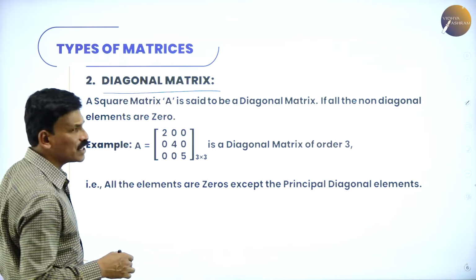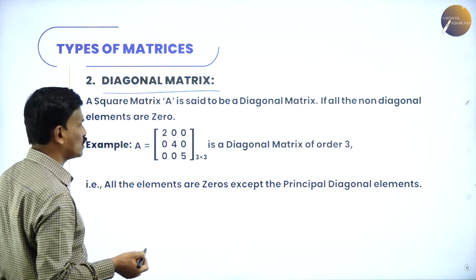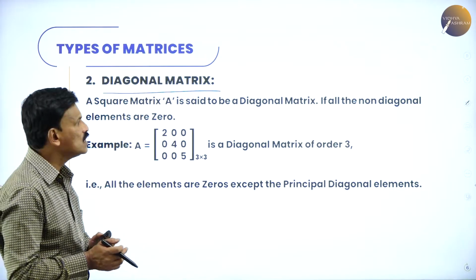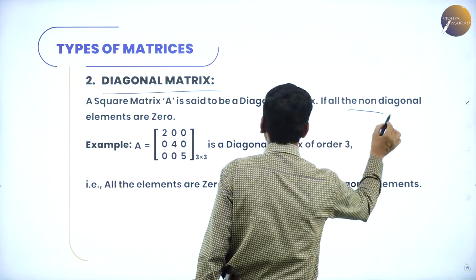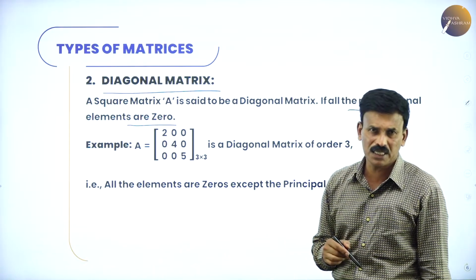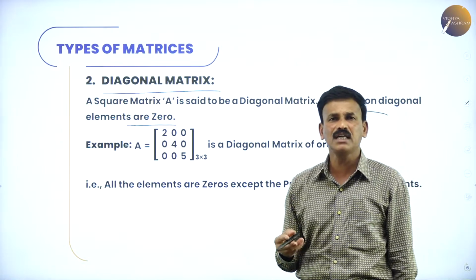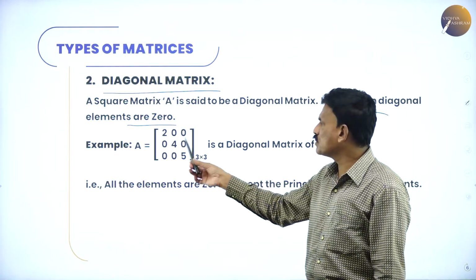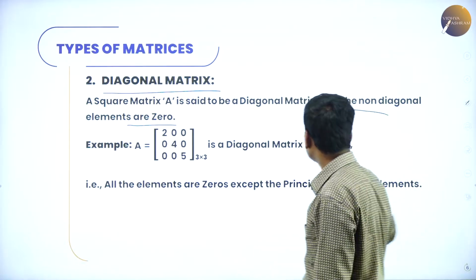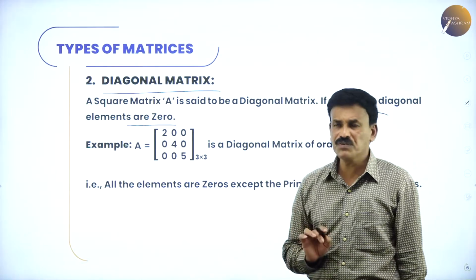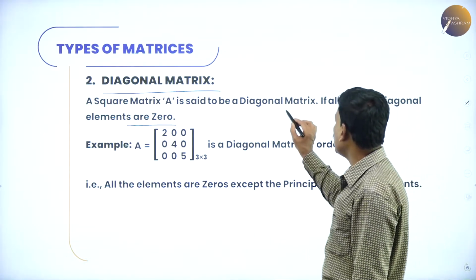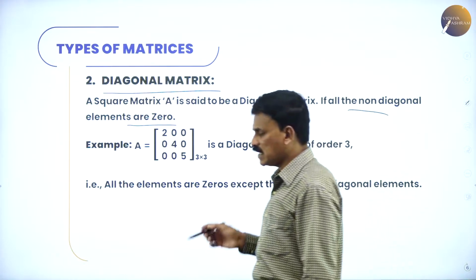Diagonal matrix means it's a square matrix, that is number of rows is equal to number of columns. A square matrix A is said to be a diagonal matrix if all the non-diagonal elements are 0. All the elements are 0 except the principal diagonal elements. See, 2, 0, 0, 0, 4, 0, 0, 0, 5 is an example for a diagonal matrix. It's a square matrix. How to define a diagonal matrix? It is a square matrix A that is said to be a diagonal matrix if all the non-diagonal elements are 0.